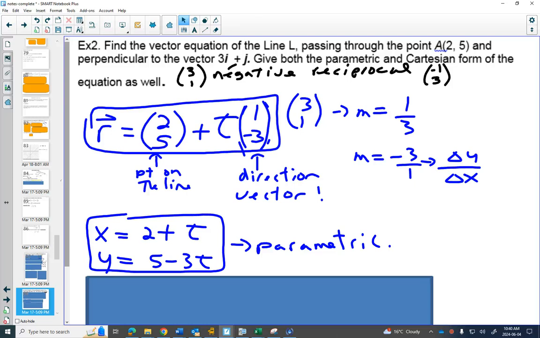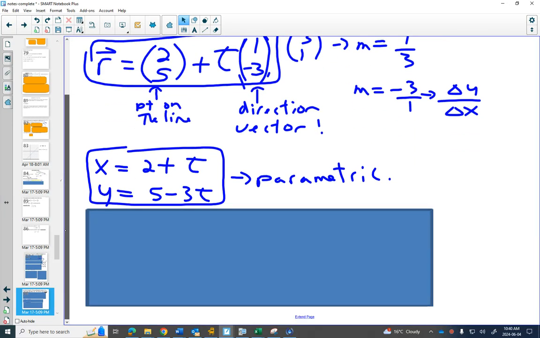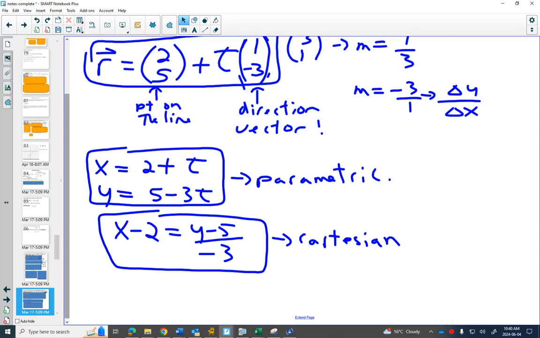And then your Cartesian form, can you get the t by itself? This one's going to be x minus 2. This one's going to be y minus 5 over negative 3. And basically, your Cartesian form is your y equals mx plus b form just rearranged. Once you get your Cartesian form, if you wanted to go back to your old school math, you could rearrange that and have y equals mx plus b.